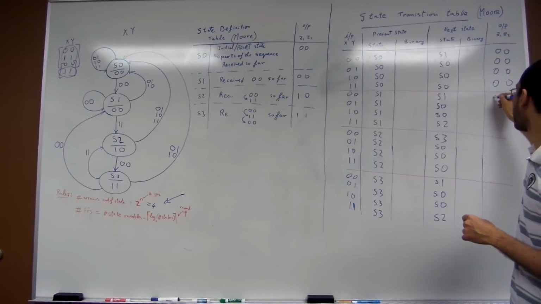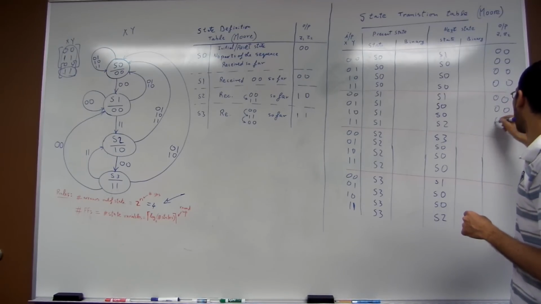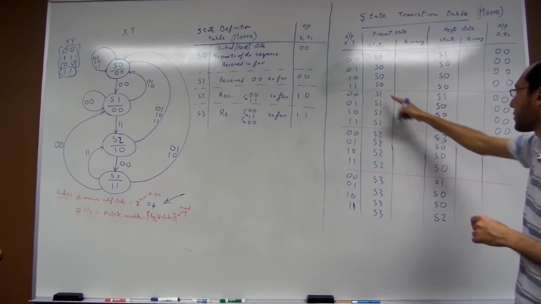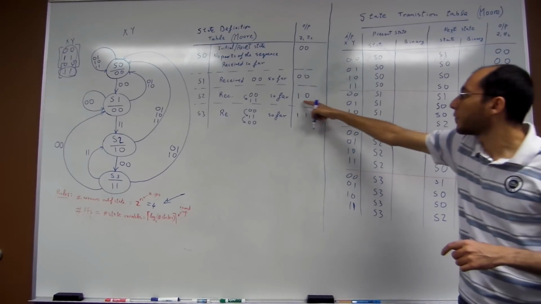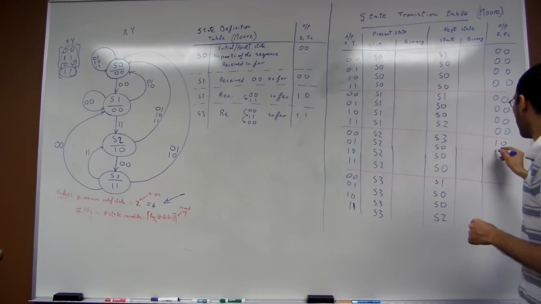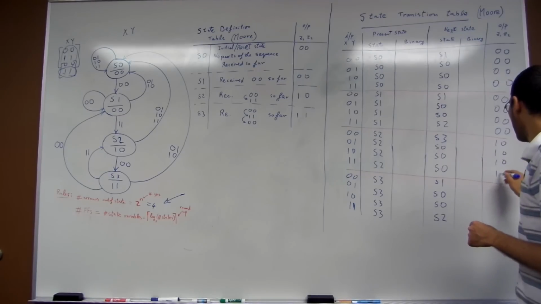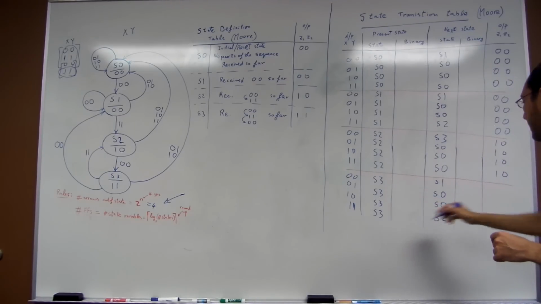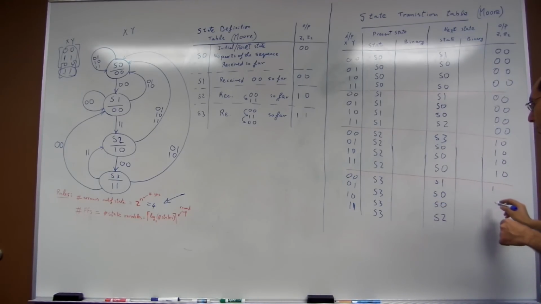S1 has 0, 0. Okay, so that's S1. S2 has an output of 1, 0. S3 has an output of 1, 1. So as you can see, there is some sort of redundancy in the information, but still, this is the way that the Moore machine is filled.